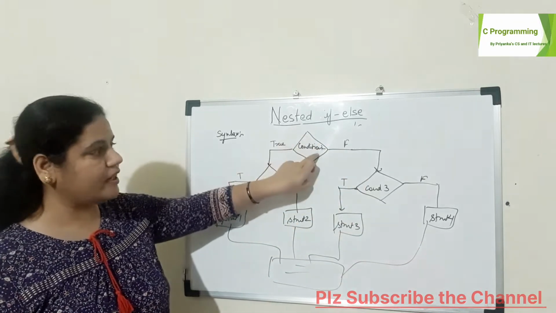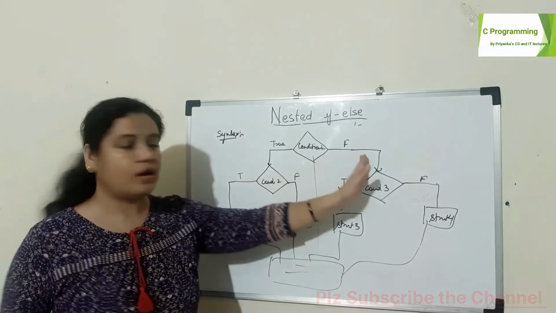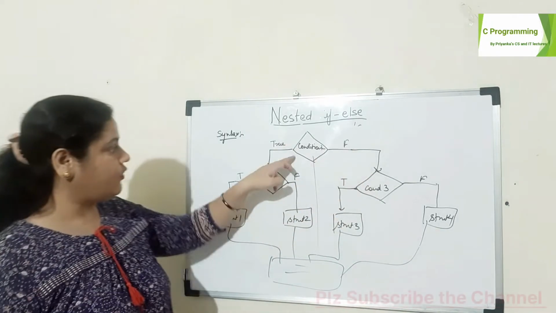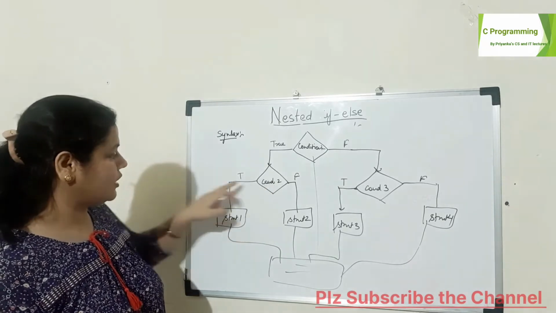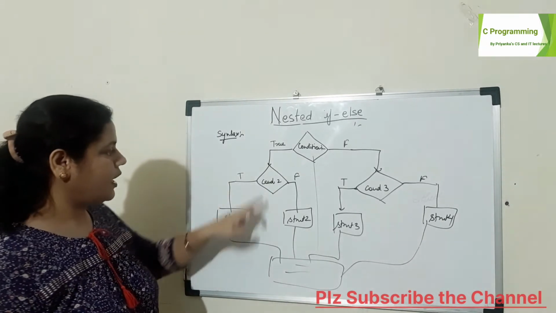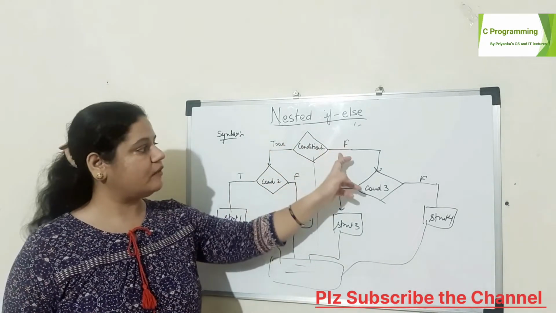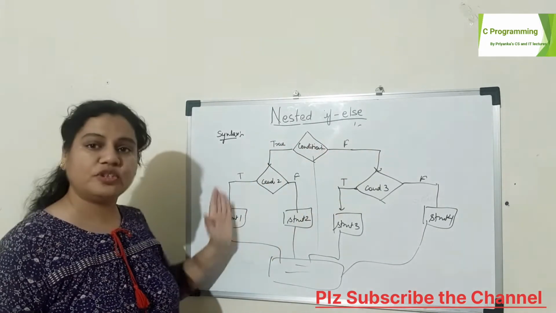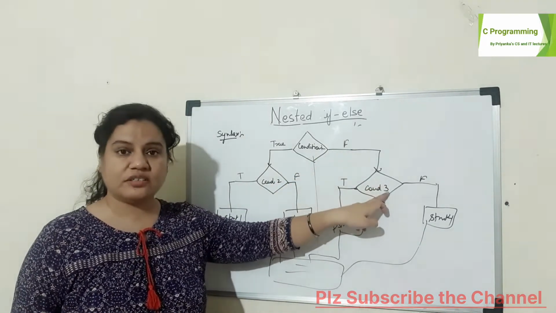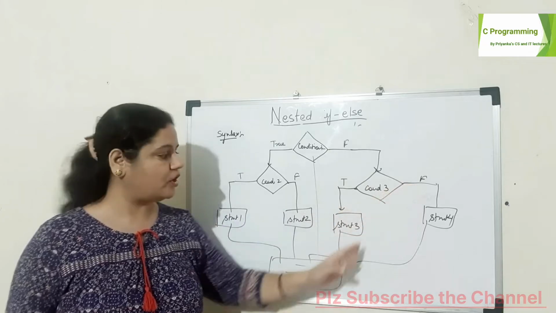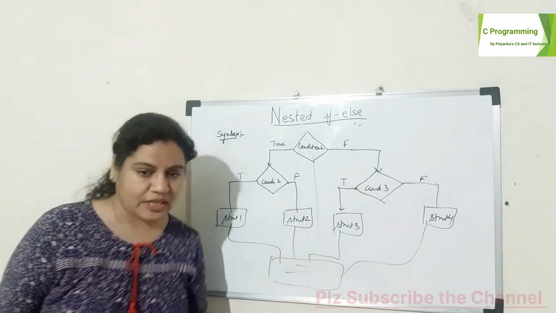If the condition 1 is true, then it will go only in this block, not in the false block. If it is true, then it will again check the condition. If this condition is true, then it will go inside this true block, otherwise the false block. If the condition 1 is false, then it will go inside the false part, not the true part. If the condition is false, then it will check condition 3, either true or false, and depending upon that statement 3 or statement 4 will execute. For example, I am taking one example.